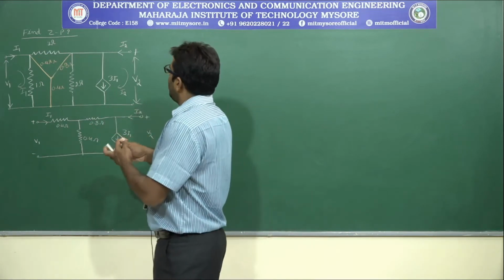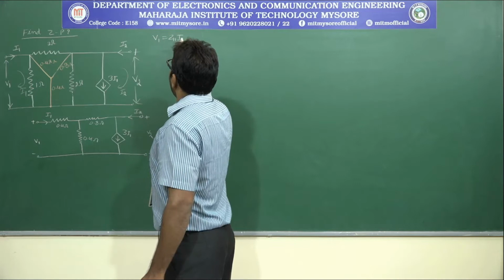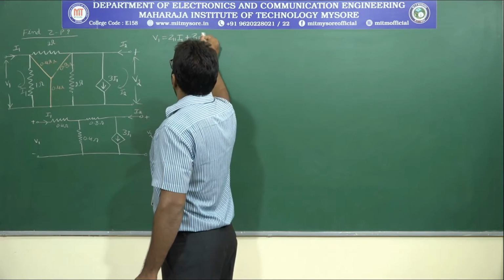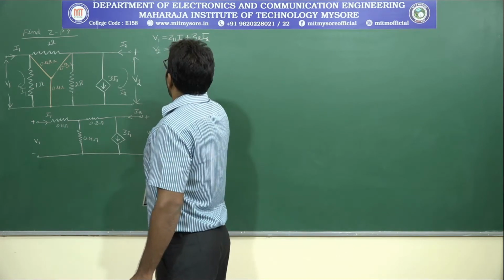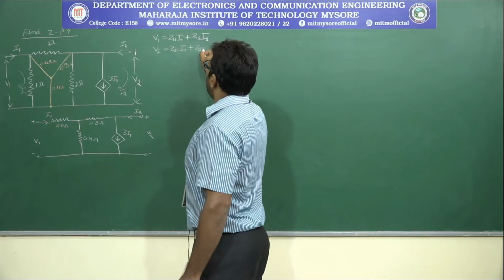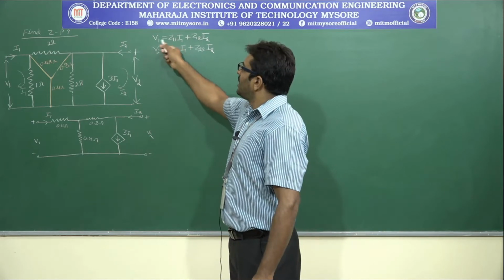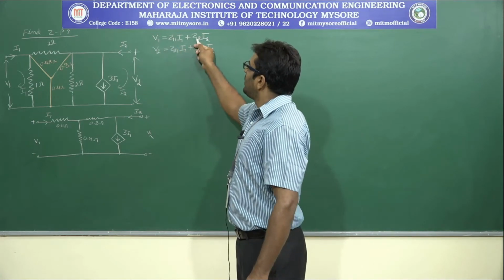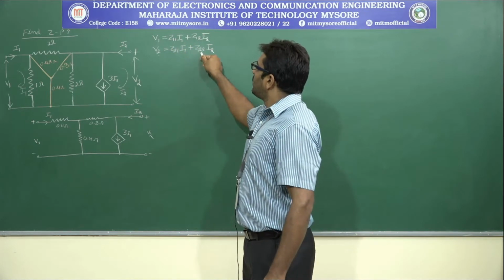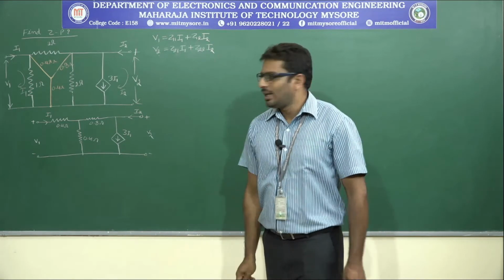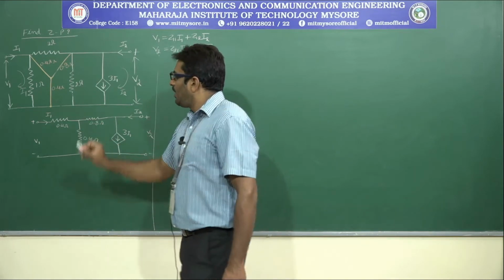You know the Z parameter equations: V1 is equal to Z11 I1 plus Z12 I2. Similarly, V2 is equal to Z21 I1 plus Z22 I2. Then Z11 is equal to V1 by I1, Z12 is equal to V1 by I2, Z21 is equal to V2 by I1, and Z22 is equal to V2 by I2. Is that clear? So, to find the Z parameters, apply KVL for loop 1.